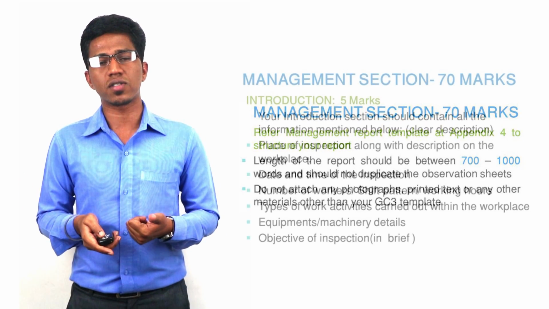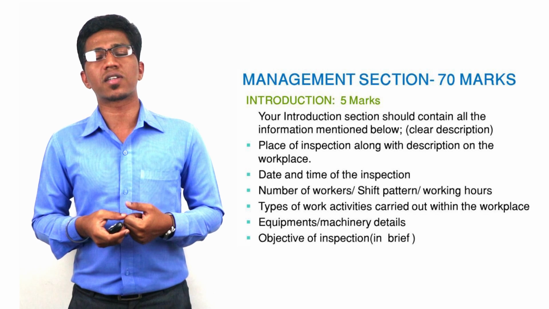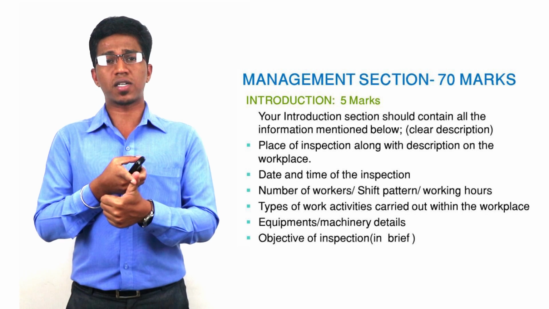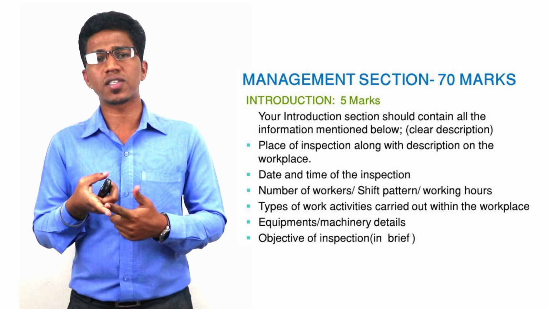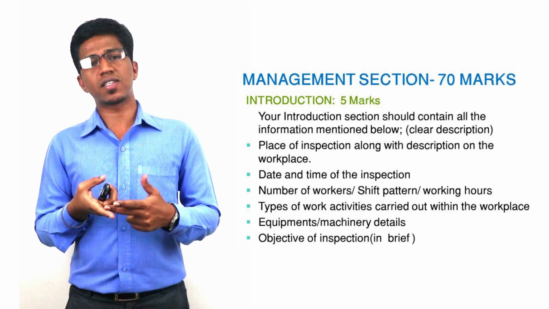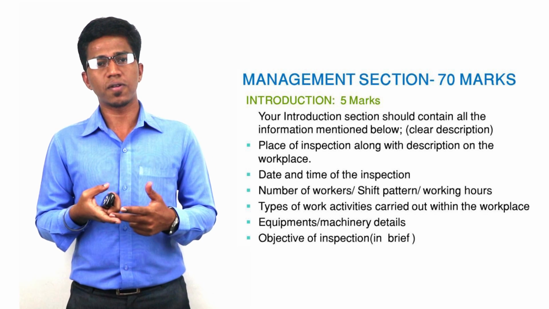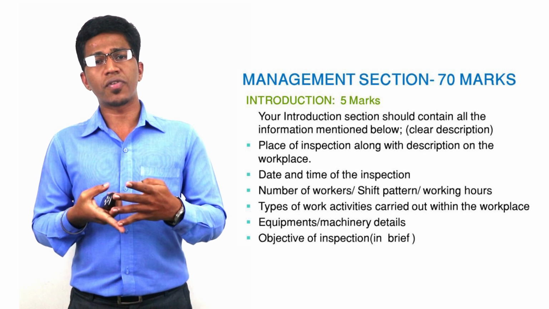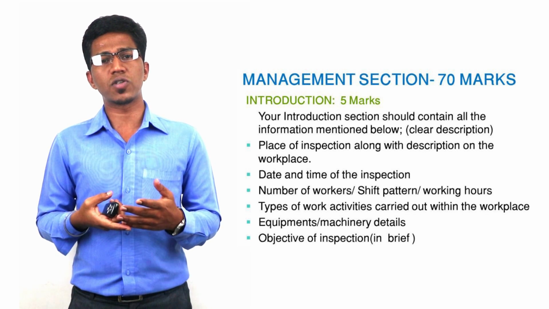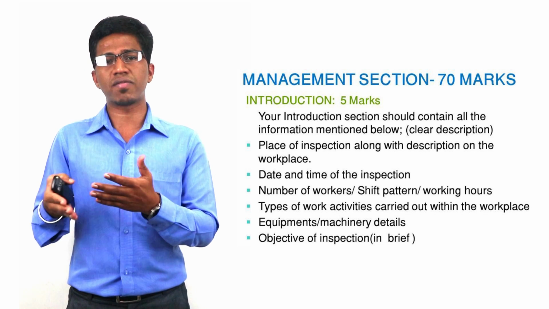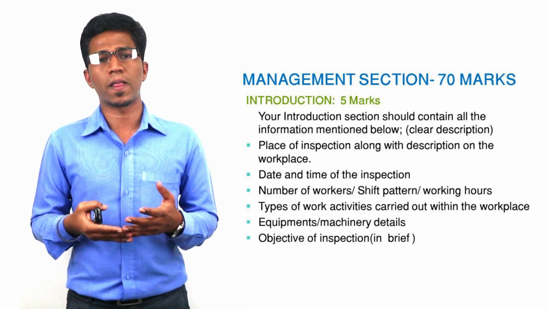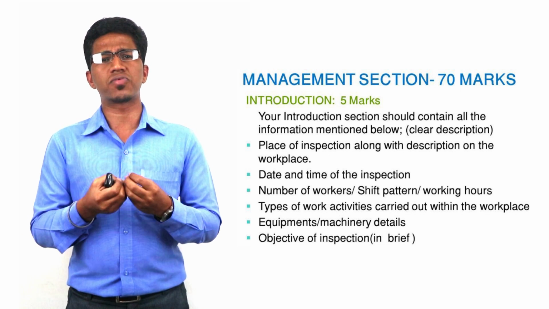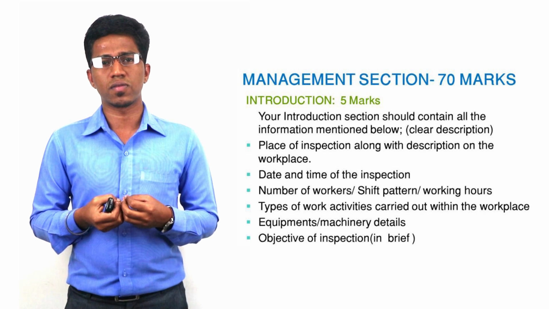Let's start with introduction. Introduce your workplace that has been selected for your inspections, which covers the name, the location of that inspected place, the date and time you started your inspection, the work activities that have been observed during this inspection, the number of workers, the type of equipment or description of machinery being used. Talk about the shift pattern. If you do not have a shift pattern, talk about the working hours. And you close this introduction section with the aim of this inspection. What is your objective to carry out this inspection?